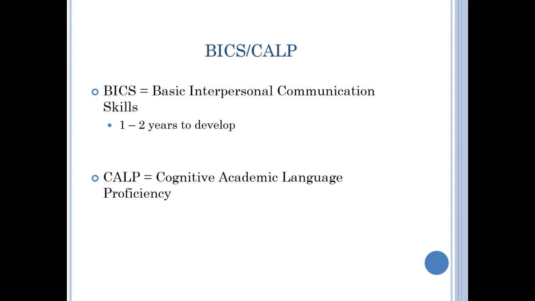Cummins also came up with this acronym, CALP, Cognitive Academic Language Proficiency. So this gets at all of the academic language that we use and the language strategies that we use in producing academic texts. This, according to research, takes a lot longer to develop, five to seven years. So there are consequences.